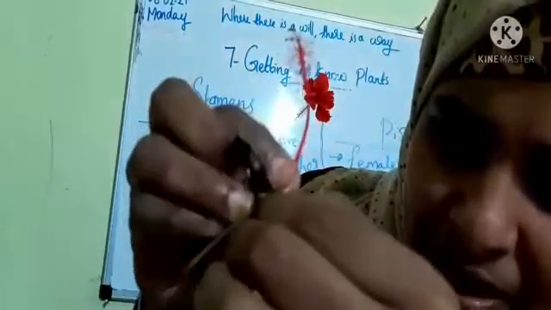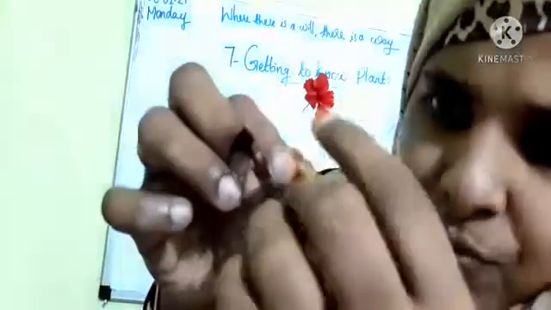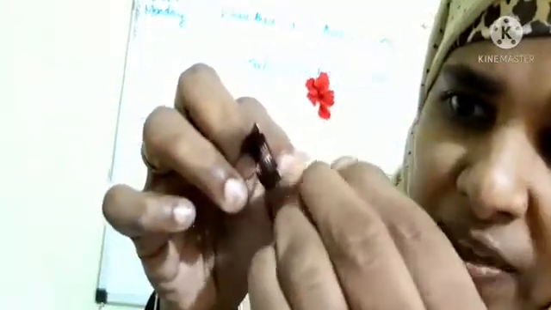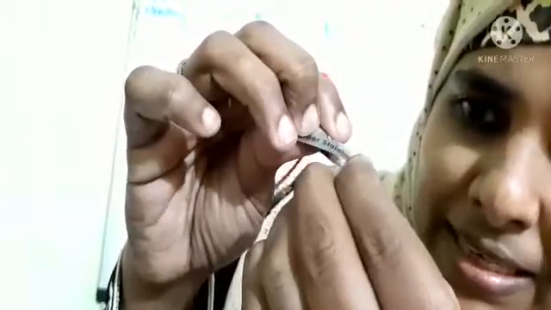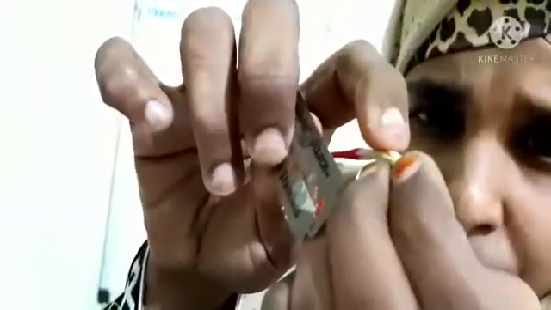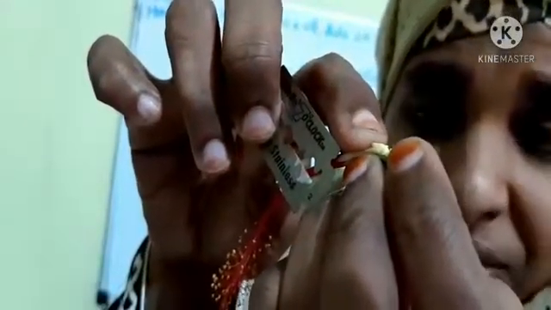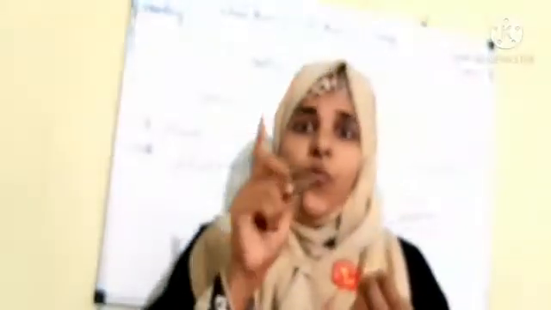When we are removing this one, be careful. In our practical class, we can do it. Listen carefully. Small bead-like structures we can see inside of this ovary, that we call ovule.